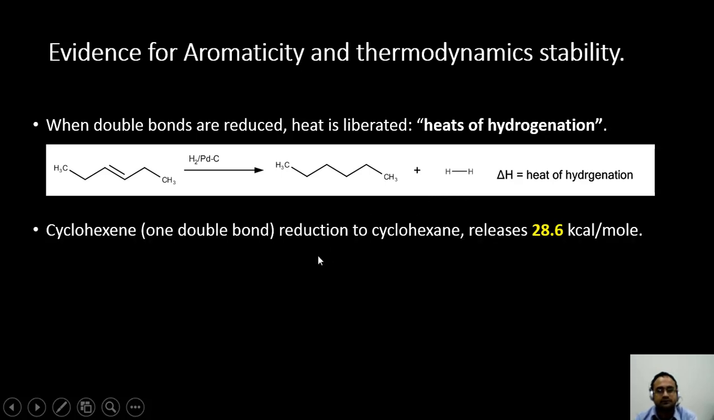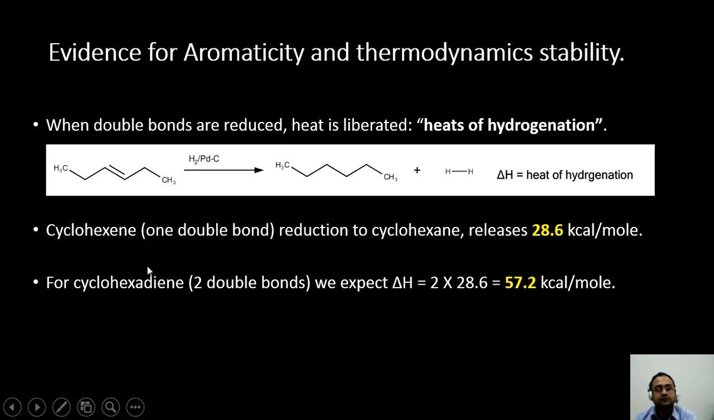So let us apply this knowledge to cyclohexene, which we know has one double bond, and reduction to cyclohexane should release heat as heat of hydrogenation, and experimentally it is found that it releases 28.6 kilocalories per mole. For cyclohexadiene, which is known to have two double bonds, we expect that the heat of hydrogenation should be twice because it has two double bonds, and therefore our prediction says that it should have 57.2 kilocalories per mole.